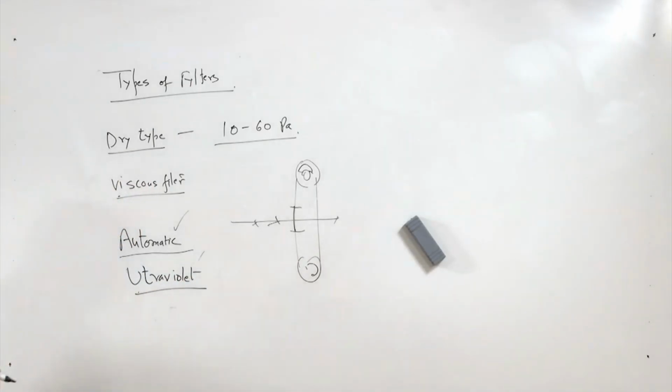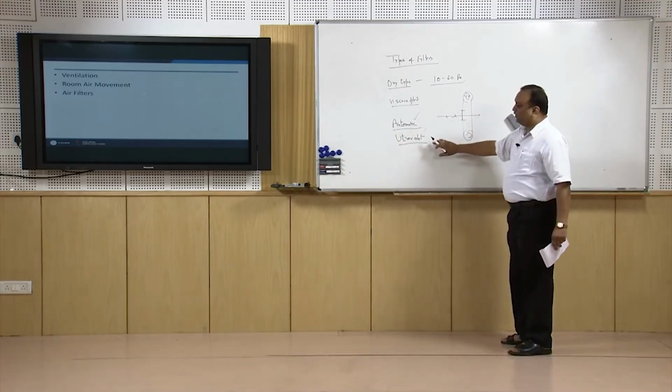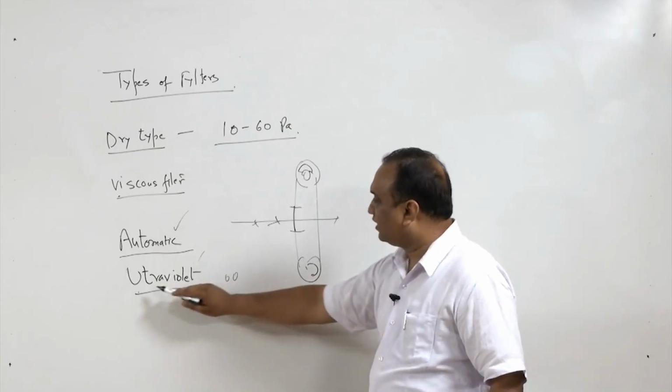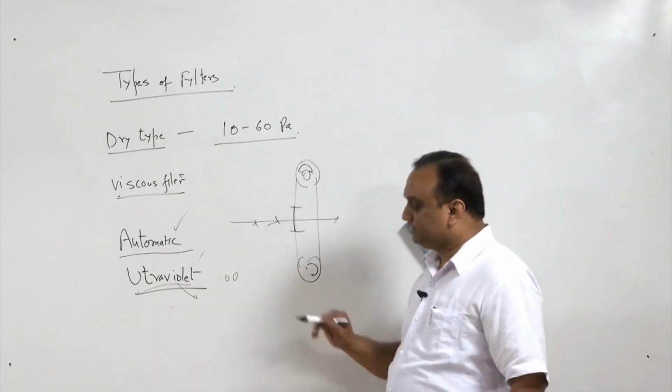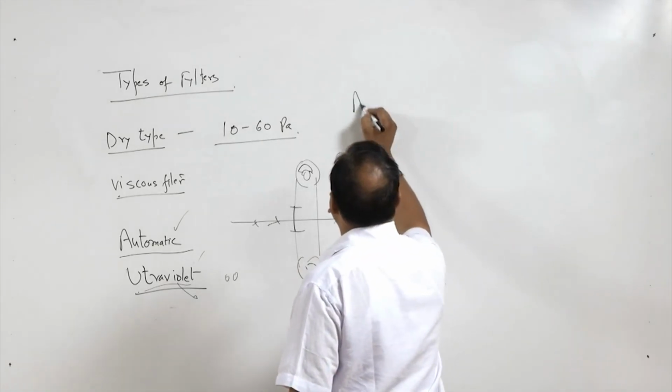Ultraviolet filters are used for bioaerosols, because bioaerosols are almost of the same size. Normally ultraviolet rays are used for killing the bacteria. So this type of filter can also be used for filtering. Another type of filter is the adsorption filter.